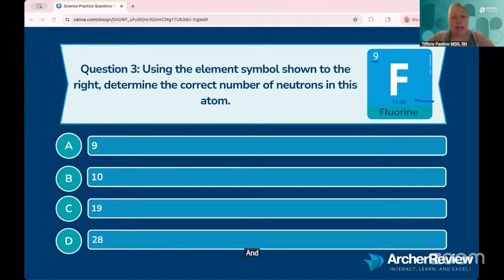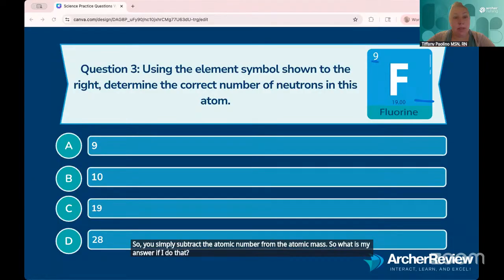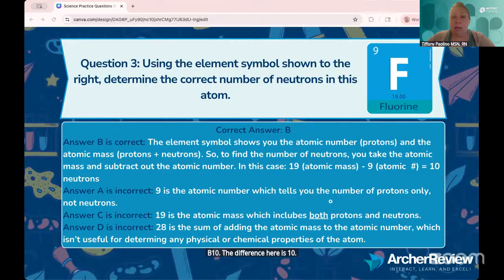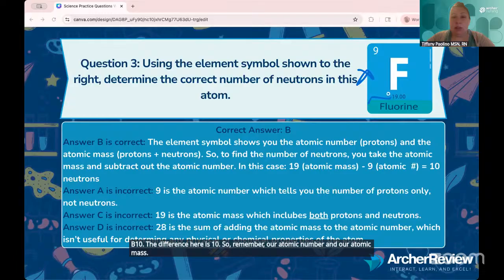And the question's asking how many neutrons. So you simply subtract the atomic number from the atomic mass. So what is my answer if I do that? If I subtract the atomic number from the atomic mass? B, 10. The difference here is 10. So remember our atomic number and our atomic mass. That's how we do this math here.